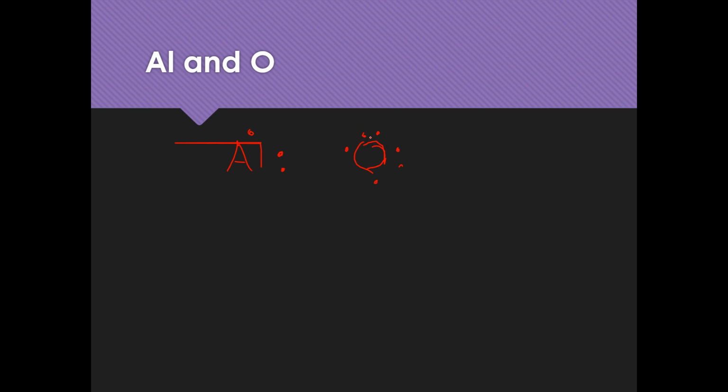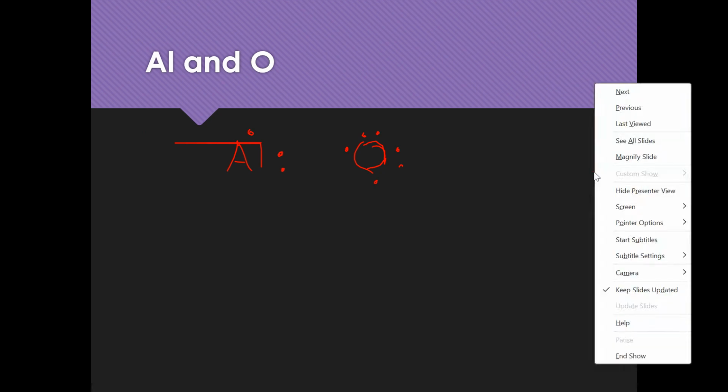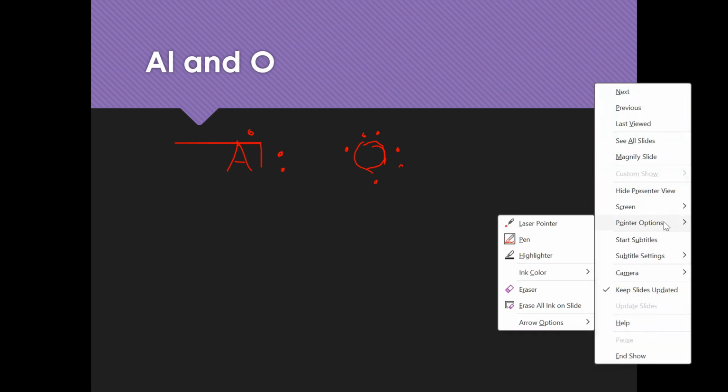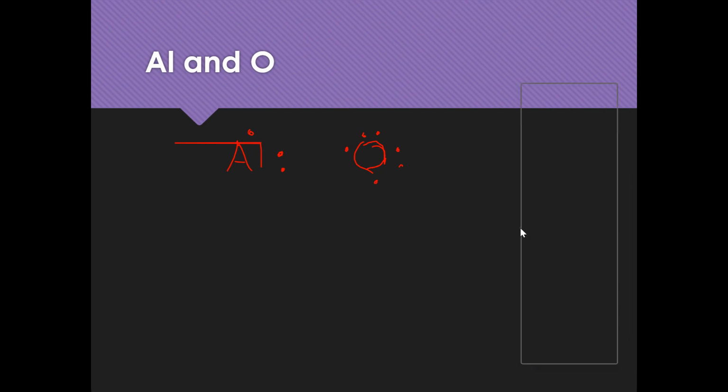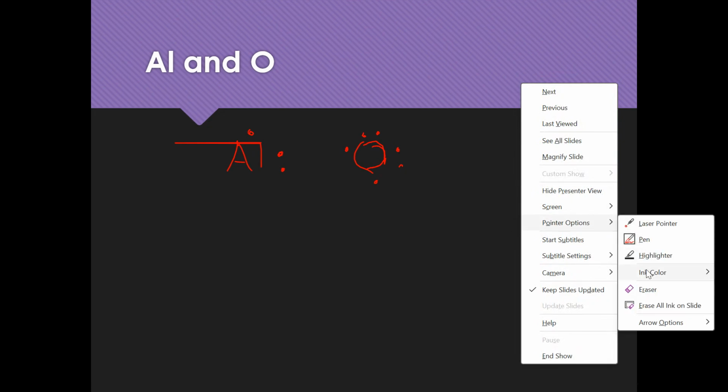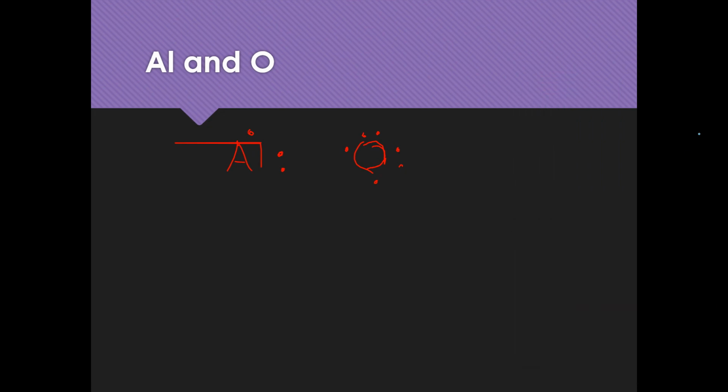So what's going to happen is aluminum is going to take its one sole electron. Let's change the color. Okay. This aluminum is going to take its one electron and give it to oxygen. Now, oxygen has 7 now. 1, 2, 3, 4, 5, 6, 7. Aluminum has 2. So neither one of them is in good shape.